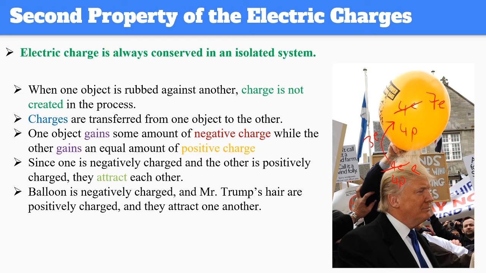Then what happened in this case? Even if you don't touch the protons, which in reality don't move, the ones that move are the electrons. So what happens? You have 7 electrons and 4 protons in the balloon. What does that mean? The balloon is negatively charged. And in the hair, you have 4 protons and 1 electron. So you have 3 extra protons in this case. So the hair is positively charged.